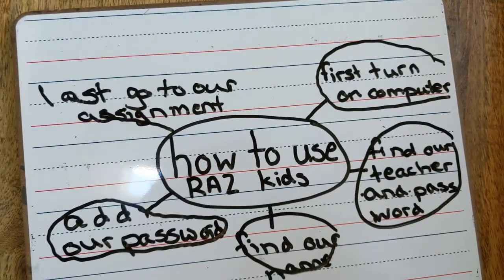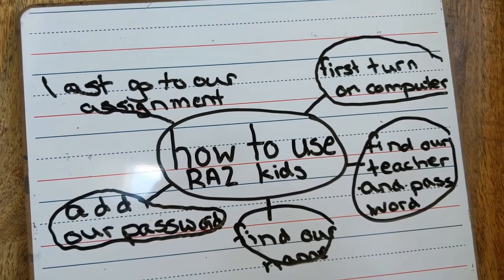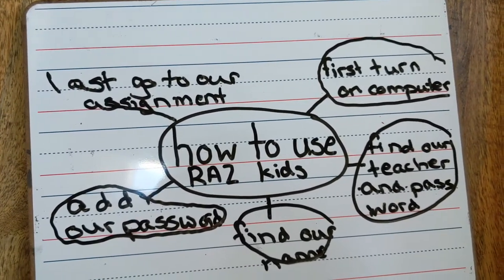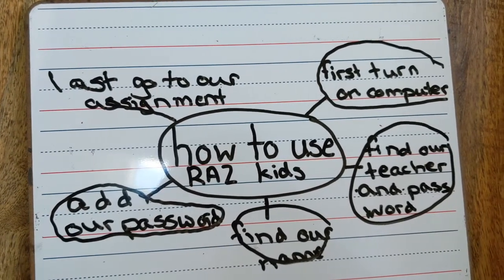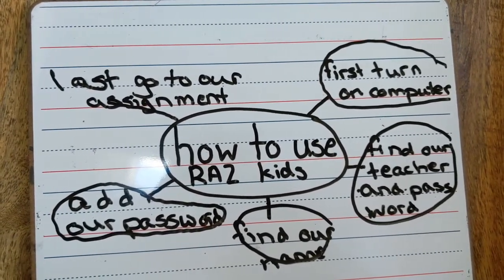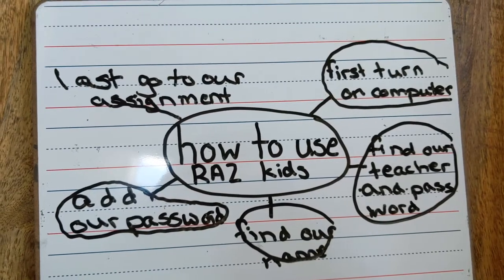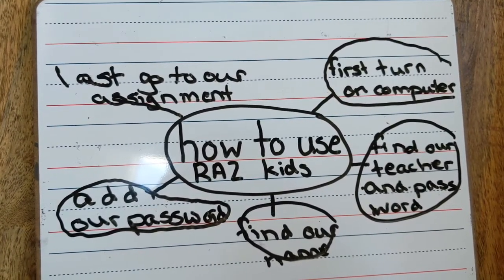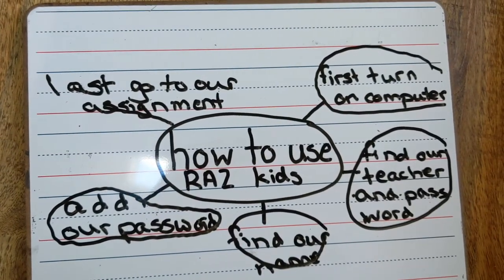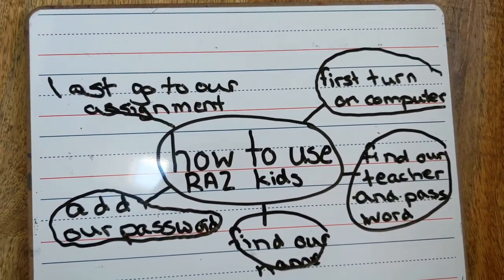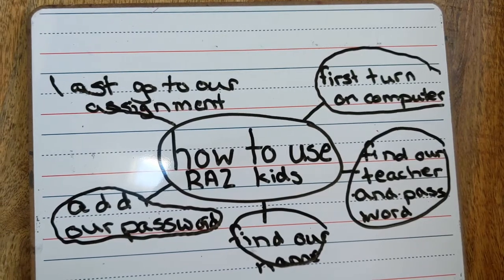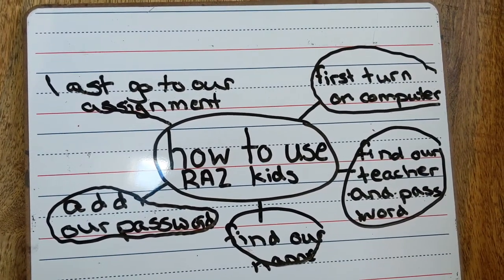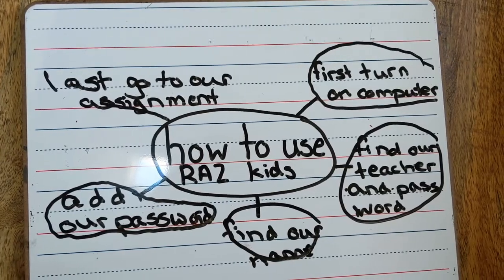Okay, so there is my brainstorming web of how to use Raz-Kids. So again, you can choose something that you know how to do. Maybe you want to talk to your mom about how to make your favorite food, or you can teach them how to play a game before you do your brainstorming. Okay, there is a template on the computer you can use, or you can draw your own on paper like I did. Take a picture and put it into Moodle or email it to me.